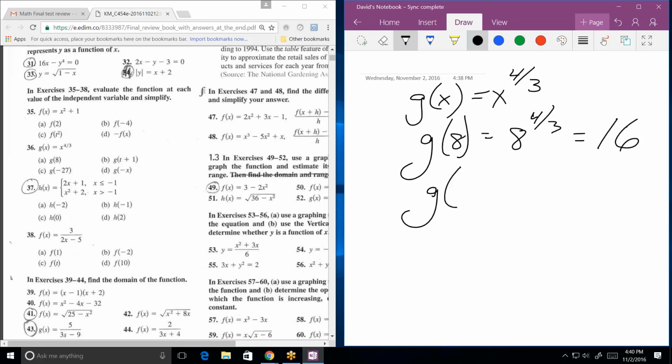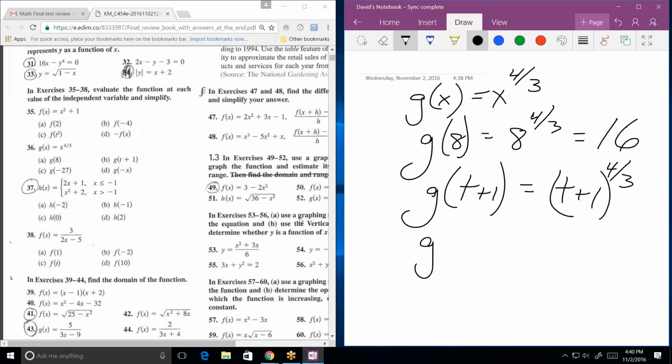What is g of t plus 1? T plus 1 in parentheses with the 4/3. Yep. That's all they do. Whenever they stick something in the parentheses other than x, just substitute it wherever you see x.